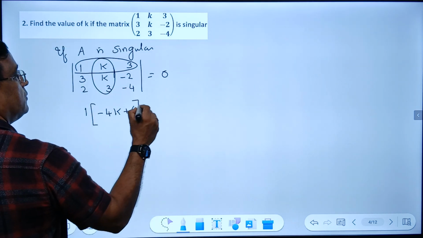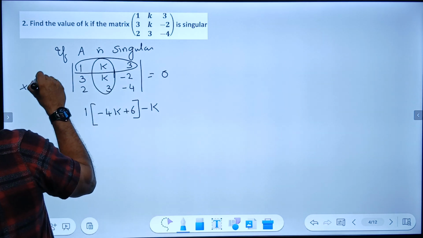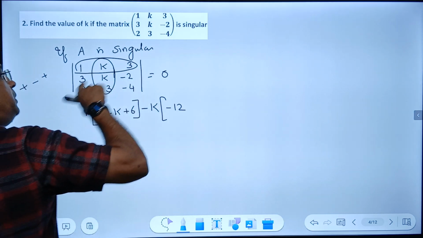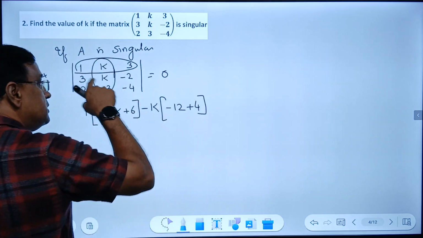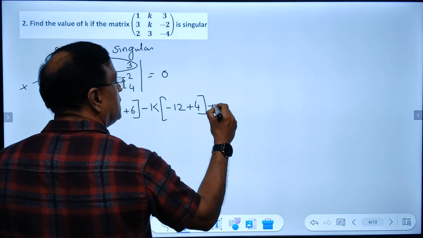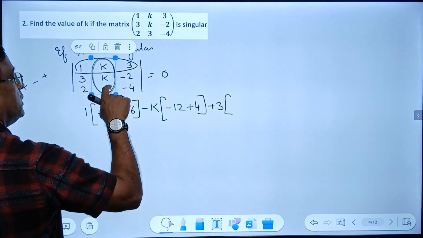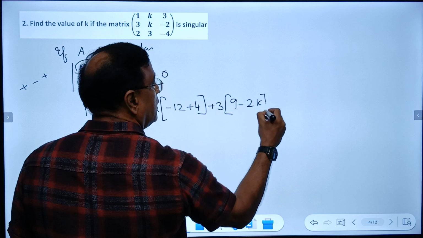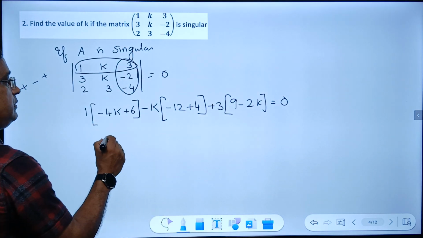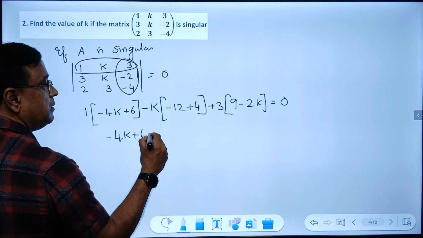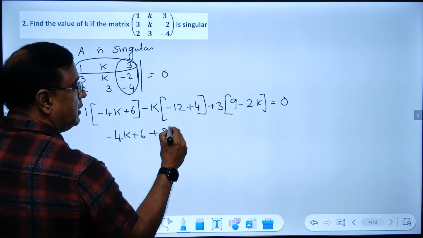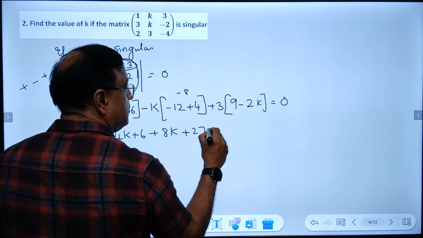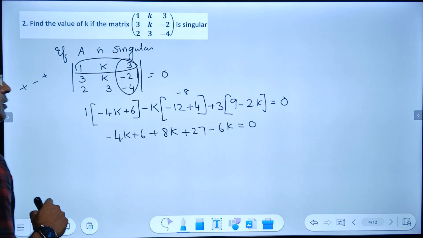Now you go to the next one. What do you know? This is minus k. Remember, plus minus plus. So it's minus k into minus 12 plus 4. Then plus 3 into, go to the next one, 9 minus 2k. Determinant value is 0. Now simplify this. Minus 4k plus 6, and this is actually minus 8, so plus 8k, correct? Plus 8, and this will be plus 27 minus 6k equal to 0.